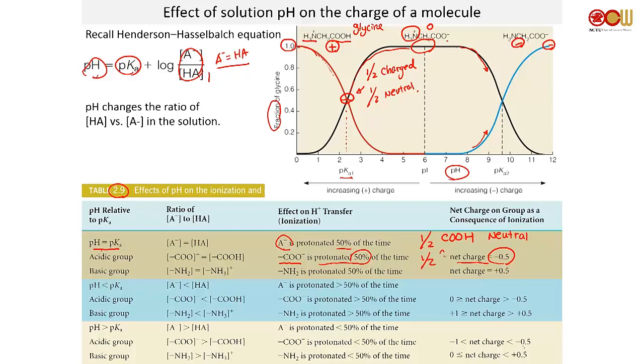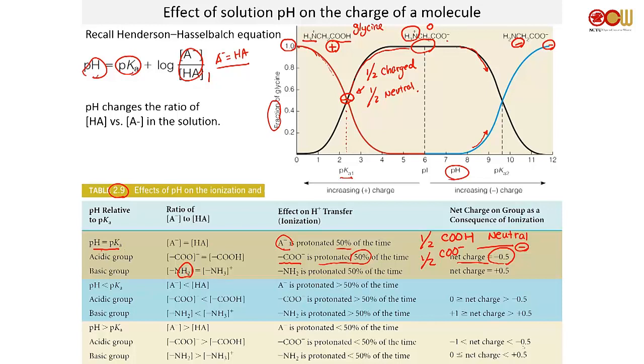You have another half, which is COO minus, which is negative, right? So half and half. So then you have a net charge of minus 0.5. Make sense? Yeah, we're good. All right. So the same logic applies to the amino group. So when the pH is equal to the pKa of your amino hydrogen there, then your amino group is protonated 50% of the time, which then means that the net charge is going to be positive 0.5.